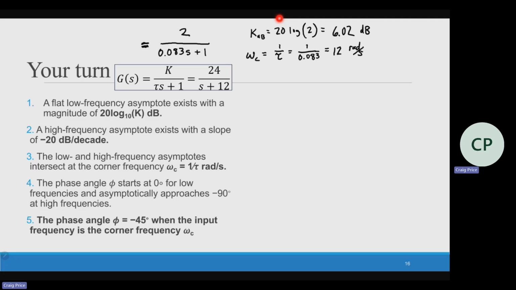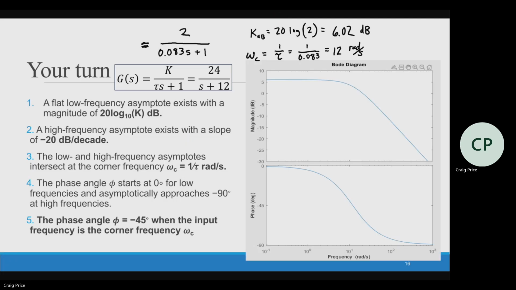And does anyone put this into MATLAB? When I put it into MATLAB, it gives me a plot like this. So we can double check a little bit about what's going on. I know that my starting point is 6 decibels. Great. Now, when it comes to the corner frequency, here's 10, here's 100. So that means this is 10, 20. So 12 is somewhere in here. And that's where this hits the halfway point.